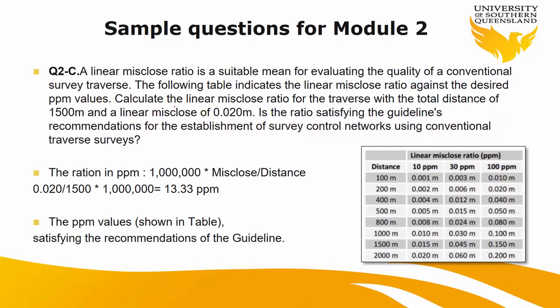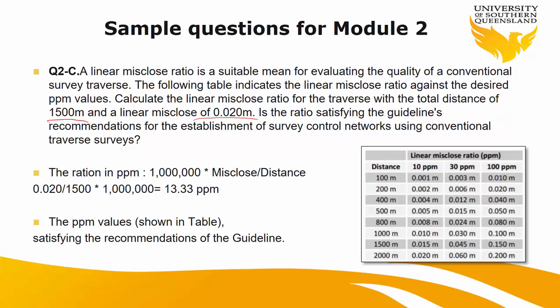In here I said, okay, we've done the traverse using the traditional surveying method, like using the total station. We found that the traverse length was about 1500. We've got the misclose of 20 mil here. Now I'm asking you, is the ratio satisfying the guideline's recommendation?